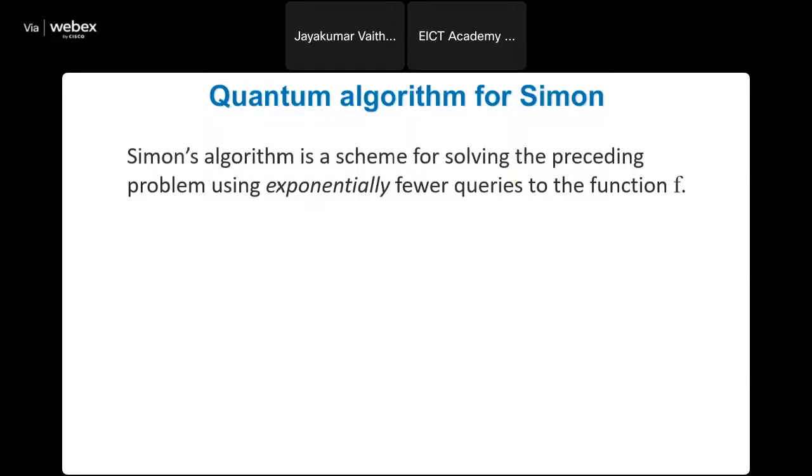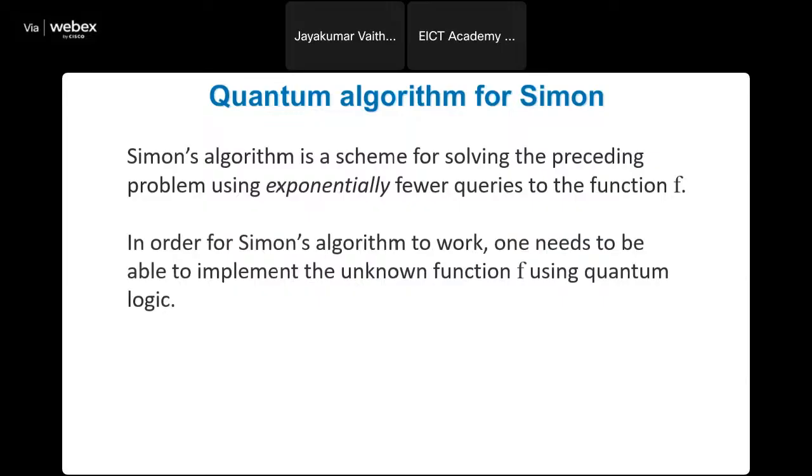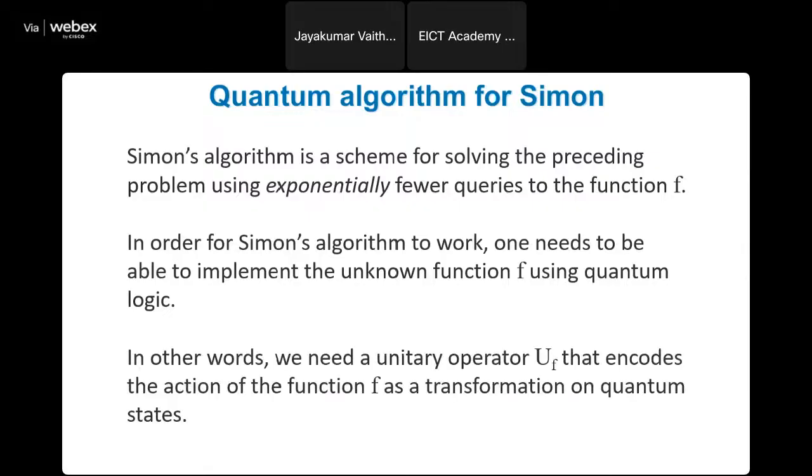Okay. So Simon's algorithm is a scheme for solving the preceding problem using exponentially fewer queries to the function. Exponentially fewer queries. In order for Simon's algorithm to work, one needs to be able to implement the unknown function f using quantum logic. Before, we were using classical logic with simple XOR, but here we need to use quantum logic. So we're going to shift from classical to quantum.